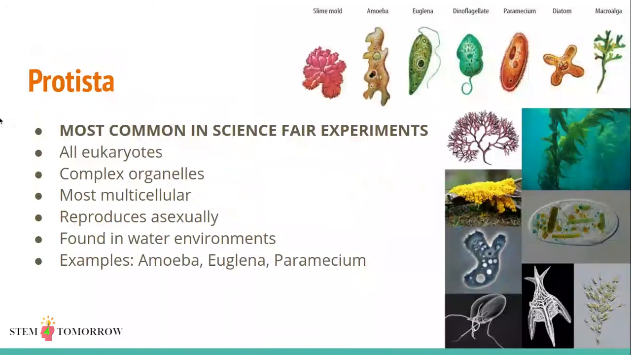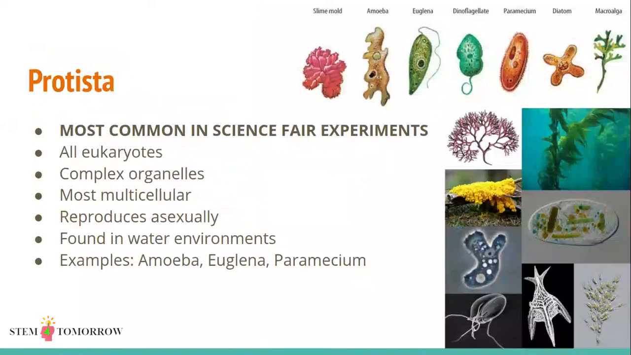Then we have Protista. Now, really pay attention to this kingdom because it's the most common to use in science fair experiments. I feel like a lot of people overlook this kingdom, but this is what primarily you're going to be working with if you do a science fair experiment. You might be working with plants as well. That is true. But if you're looking for something that can move, Protista is the way to go.